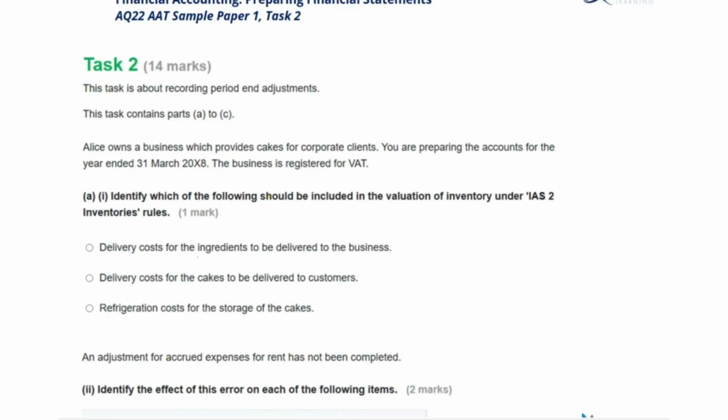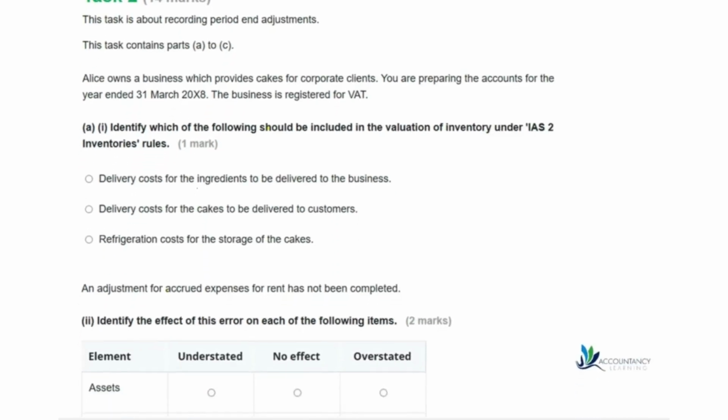So let's get started. Alice owns a business which provides cakes for corporate clients. You are preparing the accounts for the year ending the 31st of March 20x8. The business is registered for VAT. We need to identify which of the following should be included in the valuation of inventory under IAS 2 inventory rules. So we're looking at what should be included.